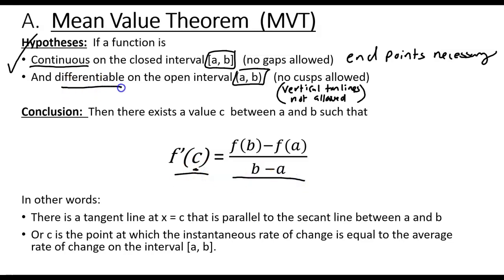Why? Because if a function is not differentiable, then this might not even exist. So if that doesn't even exist, how could it possibly equal this, right? So it has to be differentiable. But you might notice that it says on the open interval. In other words, we're not looking for the slope at the endpoints. Endpoints are not necessary for differentiability.